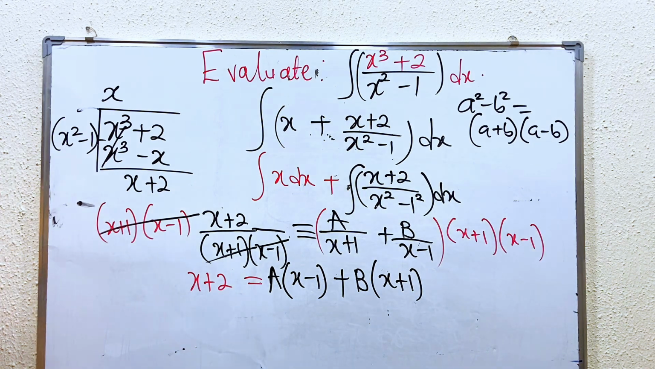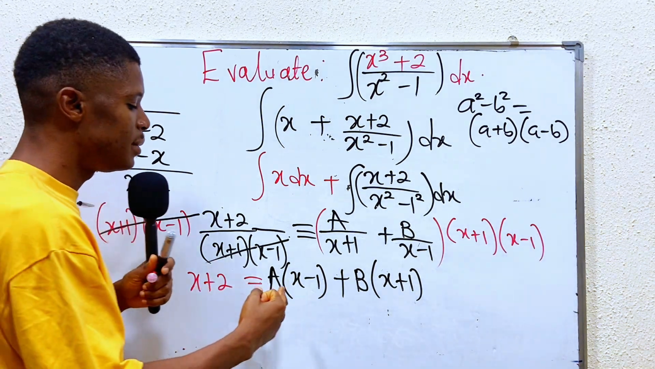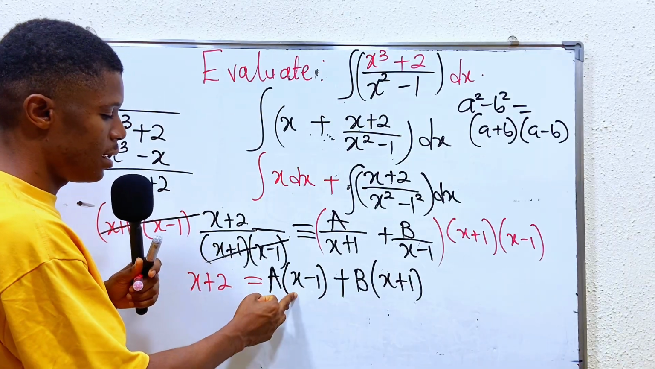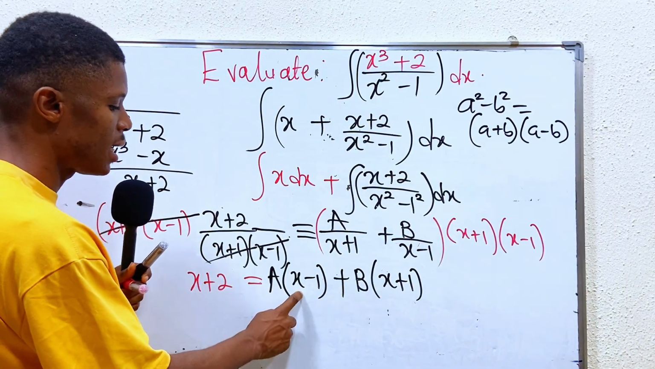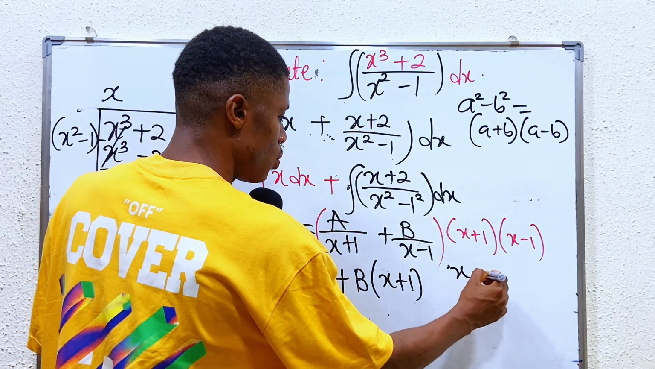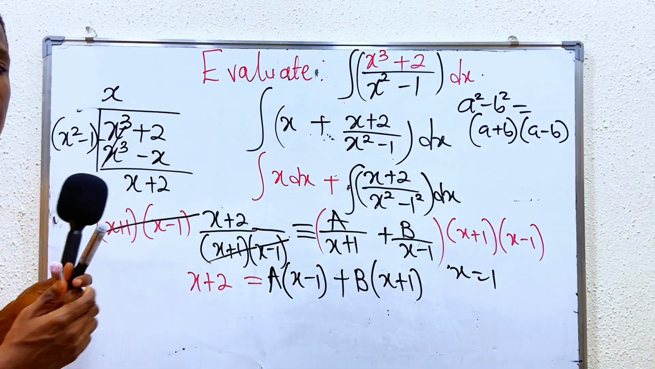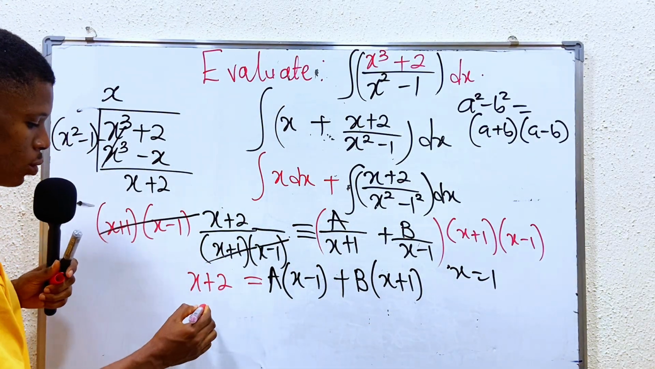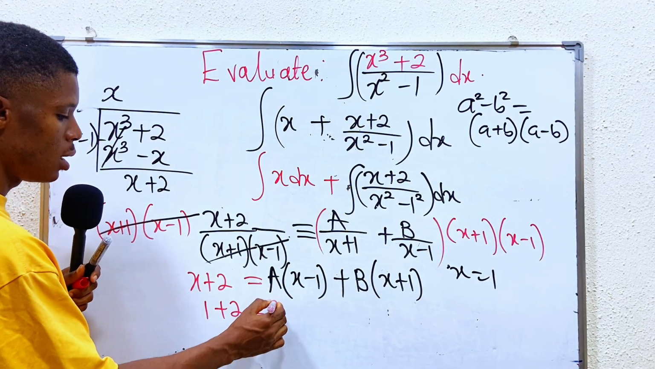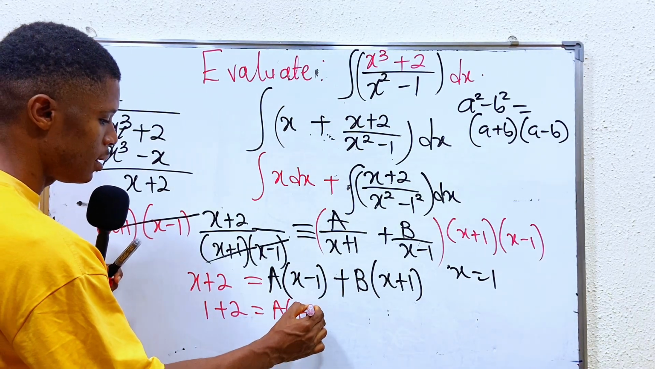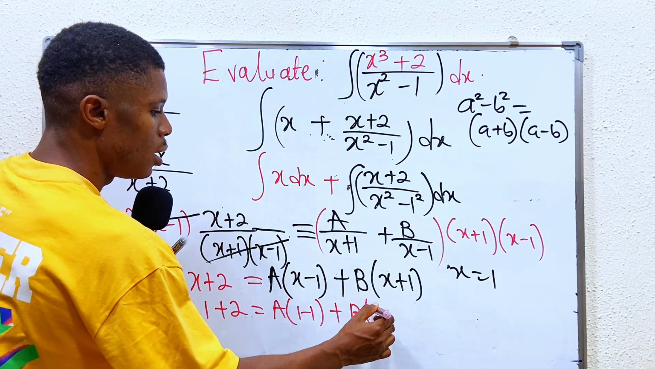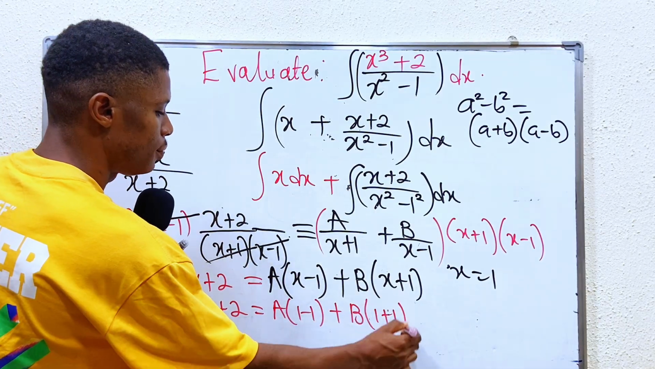Then the next thing we do, we'll try to eliminate one of these terms. To eliminate A, we'll say that x is 1. So to eliminate A, at x equal to 1, we have 1 plus 2 is equal to A into 1 minus 1 plus B into 1 plus 1.